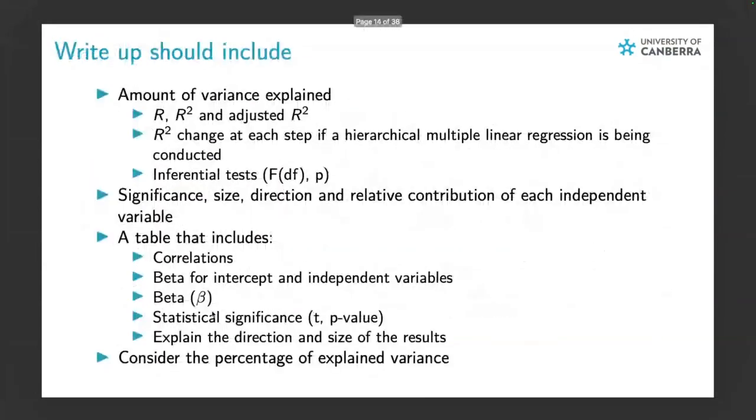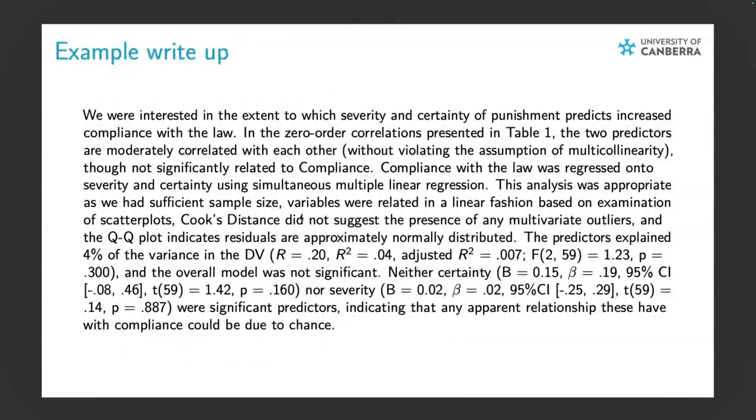And statistical significance, T and P, yeah, that's everything. And so you can have a table that includes all of these key components: correlations, beta for intercept and independent variables, beta value, standardized beta, statistical significance, T and P value, and the direction and size of the results. And you want to consider the percentage of explained variance through R squared. So that is all of the key points that you want to be including in the write-up. And so here is an example write-up.